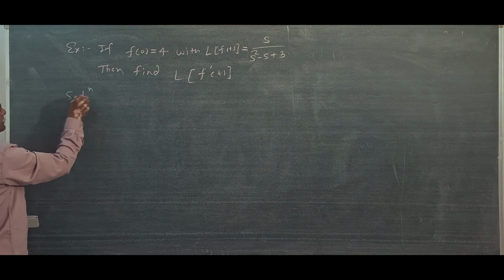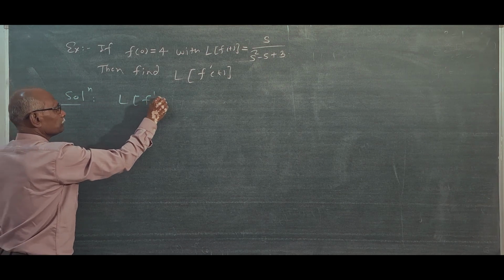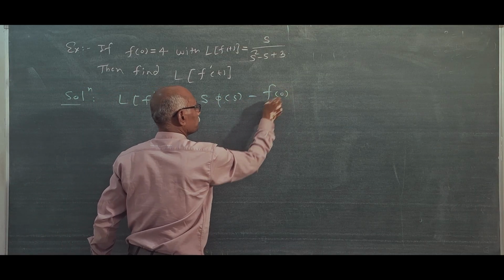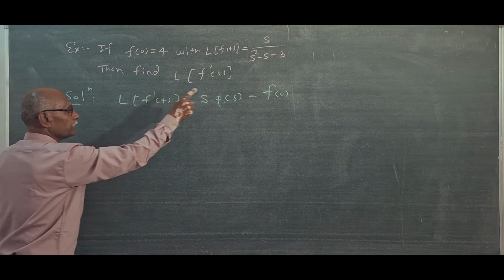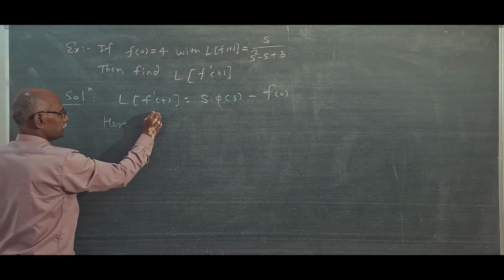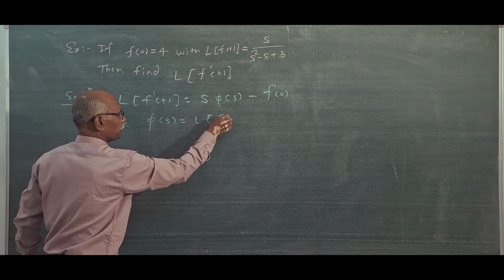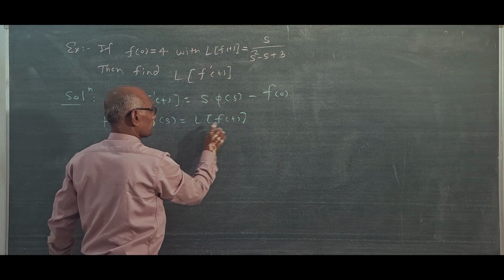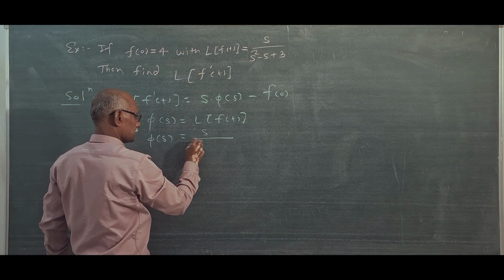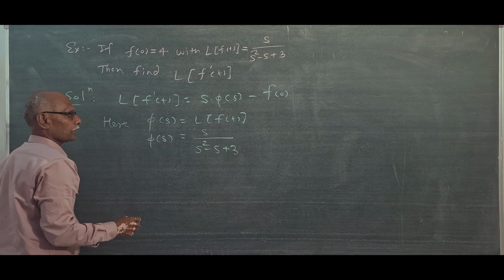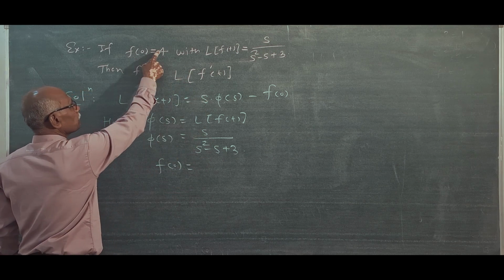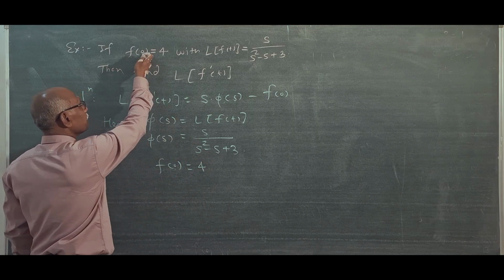Solution. Laplace of derivative, just now we have seen, is s times phi s minus f of 0. Now we have to find out phi s, that's all. So phi s is also given. Here phi s is nothing but Laplace of f of t, see this notation, which can be written as the given value directly, s square minus s plus 3. Also you are given f of 0, which is useful for finding the Laplace transform. This f of 0 is 4. How? We don't know. It is given.